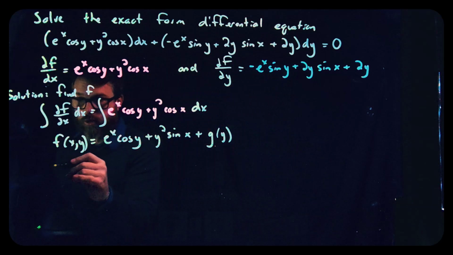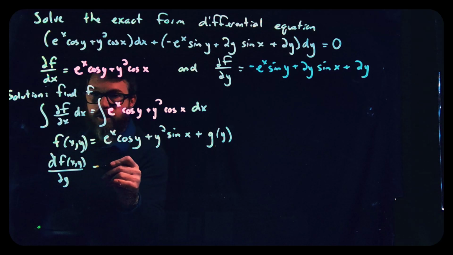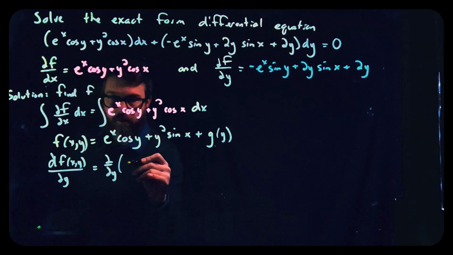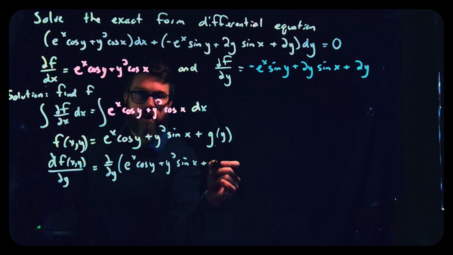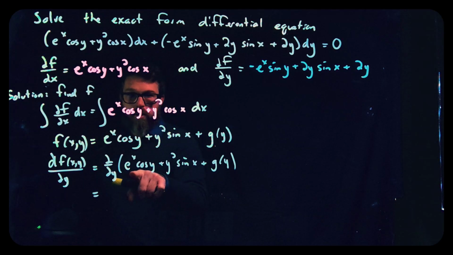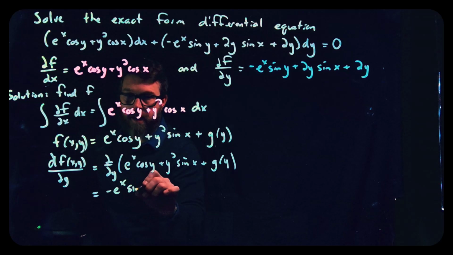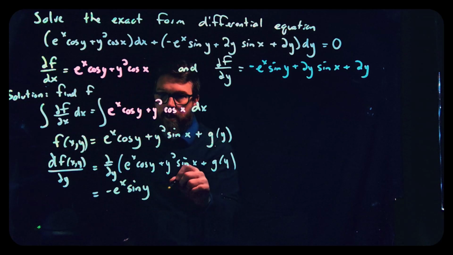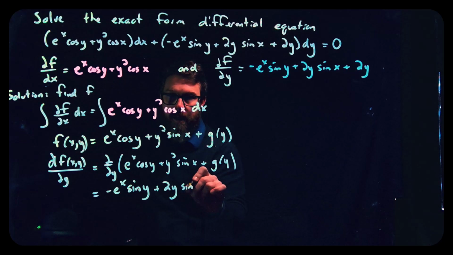So now, taking the derivative of this function with respect to y, so this is going to be the derivative with respect to y of, above, e to the x cosine y plus y squared sine x plus g of y. And what we get is the derivative of this thing. So right now, x is our constant. So the derivative of the cosine of y is going to be equal to minus sine. So this is minus e to the x sine of y. Now, the derivative of this with respect to y is going to be, remember, the sine of x is a constant, so this is 2y sine of x.